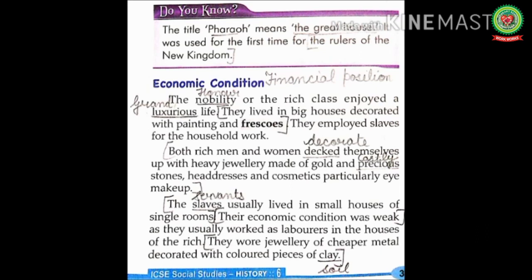Now we will read the next paragraph. The slaves usually lived in small houses of single rooms. Their economic condition was weak, as they usually worked as laborers in the houses of the rich.